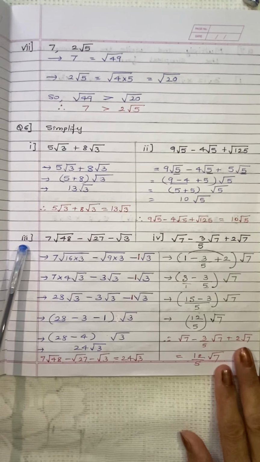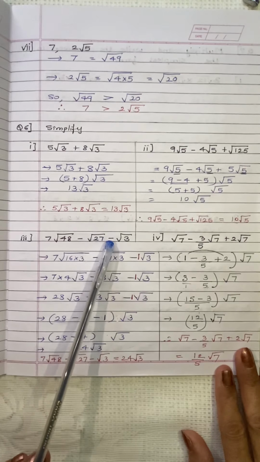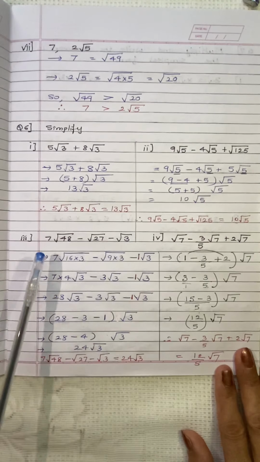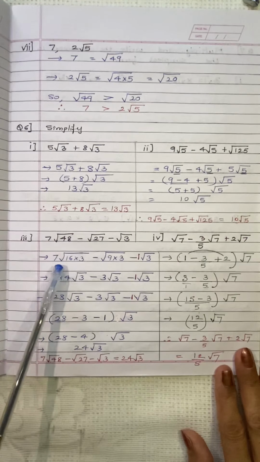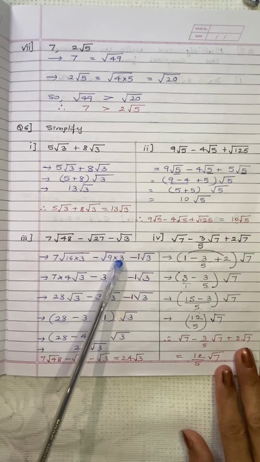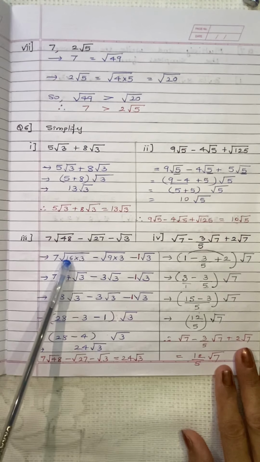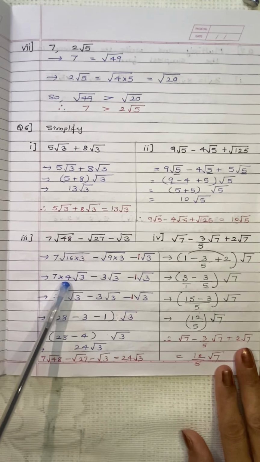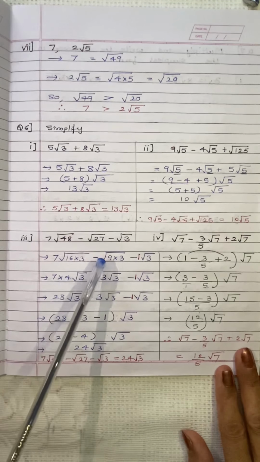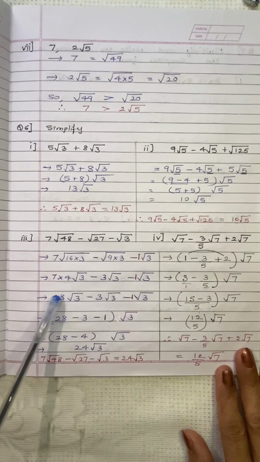Sub question 3. 7 root 48 minus root 27 minus root 3. Now I can split this 48 into 16 threes are, 27 into 9 threes are, and root 3 as it is. Now root 16 will be 4 and root 9 will be 3 and this will be as it is.